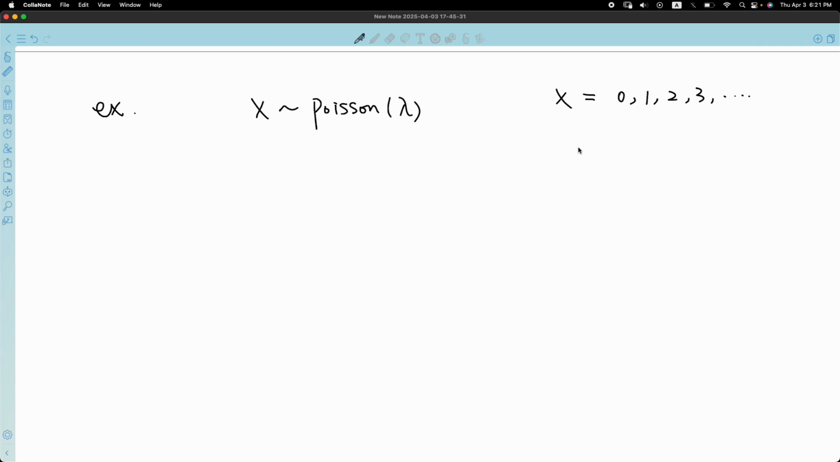What is the domain for the parameter lambda? This is greater than 0. Yes, thank you. You see, I already told you that you are experts on this.